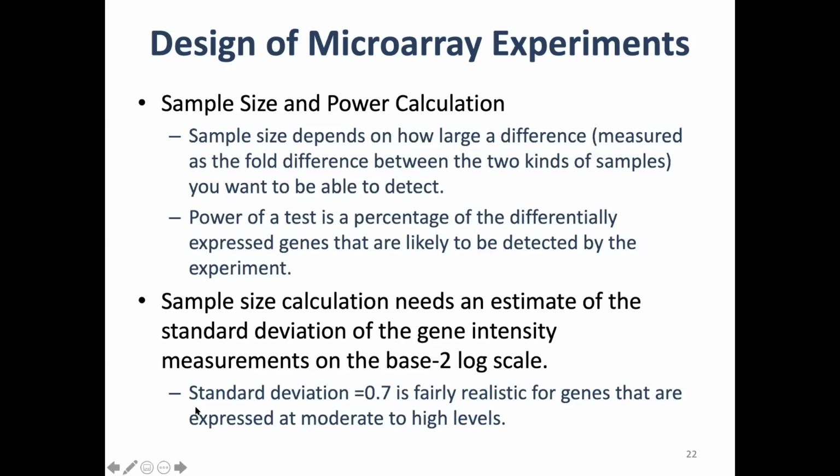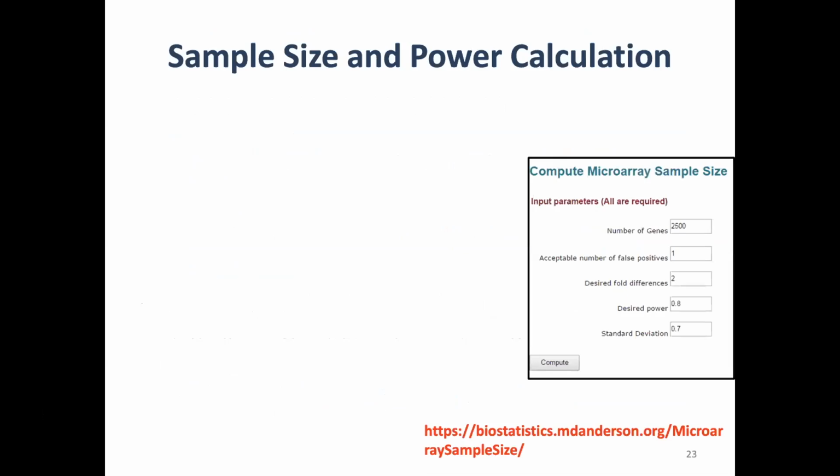And this is based on log2 scales. The sample size calculation needs to estimate the standard deviation of the gene measurements on the base 2 log scale. So on the base 2 log scale, standard deviations are assumed to be around 0.7. Usually people do sample size calculation for grant applications. If you are writing a grant and want to include a microarray experiment for profiling gene expression, or for getting differential gene expression for a transcriptomic study, then you may want to do the sample size calculation.